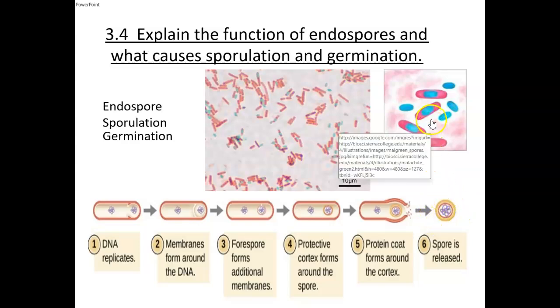Okay, and this is just a cartoon showing you, the red is the vegetative cell with an endospore forming in it, and the green are just the free endospores.